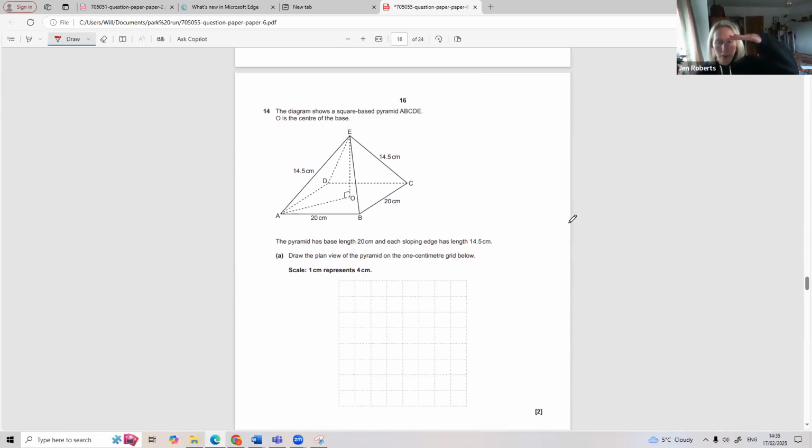Okay, so draw a plan view of the pyramid. A plan view is the view from the top. If you looked at a pyramid from the top, it would look a bit like a square really. We've got 1 centimetre representing 20 centimetres. 20 divided by 4 is 5. So we need a square 5 by 5. 5 squares by 5 squares.